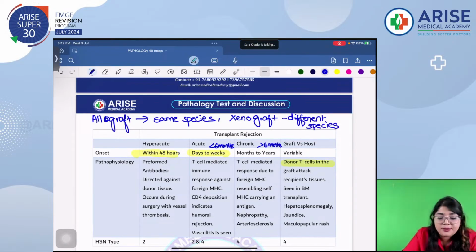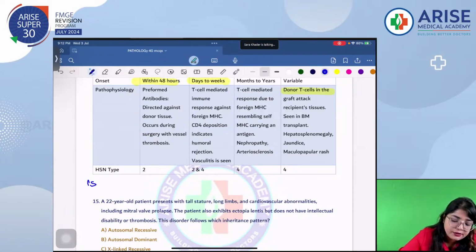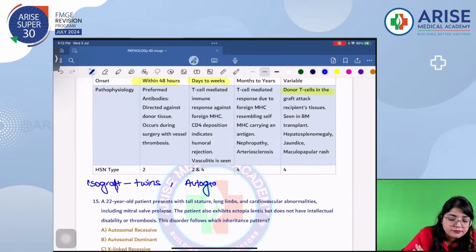Isograft is between twins. I'm just going to put it here. Isograft is twins. And auto is self. Very good, guys. Yes, the twins that you have here are monozygotic or identical.